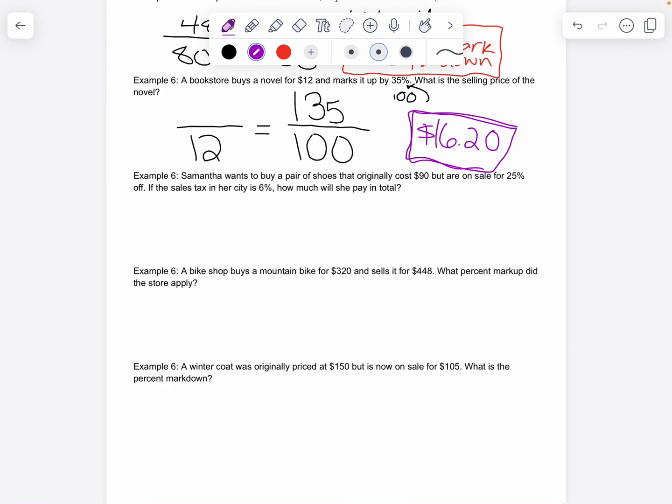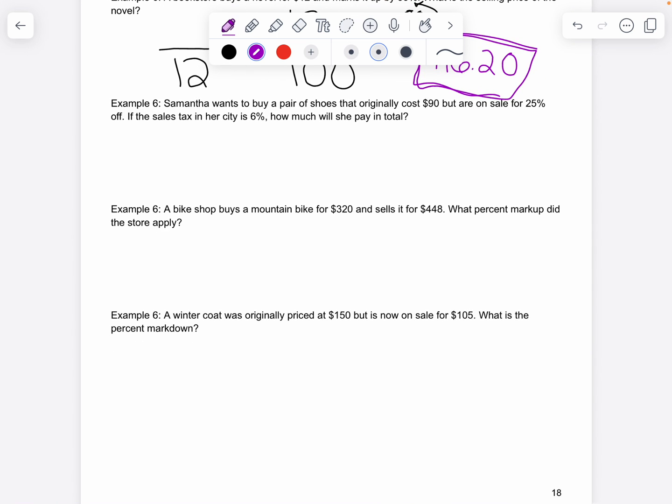So we have 3 left. I would highly, highly suggest pausing the video, doing these 3 on your own, and then coming back and seeing if we get the same answers. If you're still really struggling, you can keep the video going and listen and watch me do it. But if you want to try it on your own, I would suggest doing that.